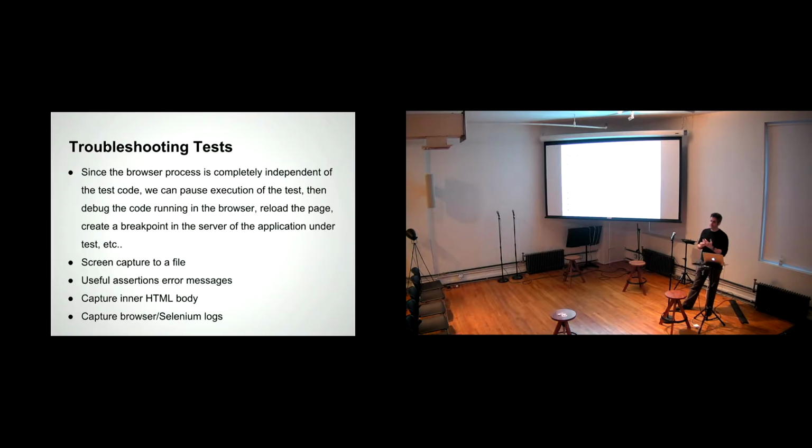Another thing you can do is screen capture using assertion error messages. Obviously, the regular assertion that comes out of the box with Selenium is not great. We'll talk about this, but you can wrap it with something of your own. Then we can capture the inner HTML body and show it, and we can look at the log of the browser or Selenium. That's also useful because it tells exactly what happened, what it did.